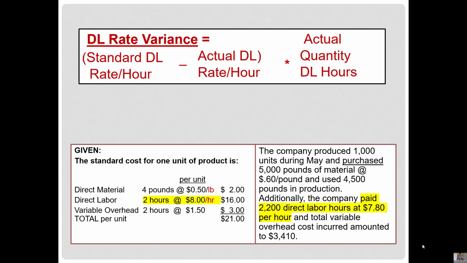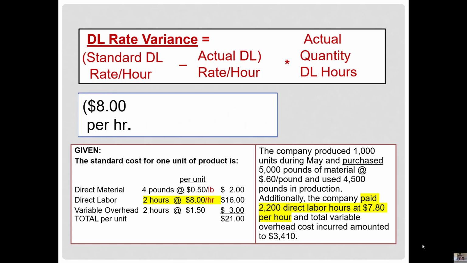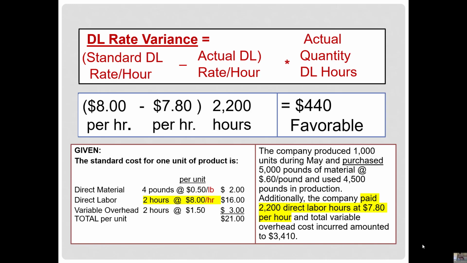So when we're looking at the rate variance, we can see just by looking at the information that while we should have paid $8 per hour, we paid $7.80 per hour. So we're going to have a favorable variance here. Plugging in $8 per hour minus $7.80 per hour says we saved 20 cents per hour and we paid 2,200 hours. This calculates out to be a $440 variance, and it is favorable since we paid a lower wage rate than planned.